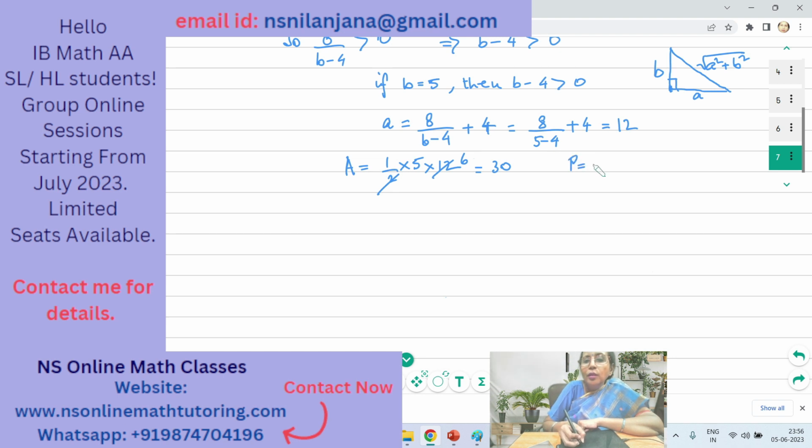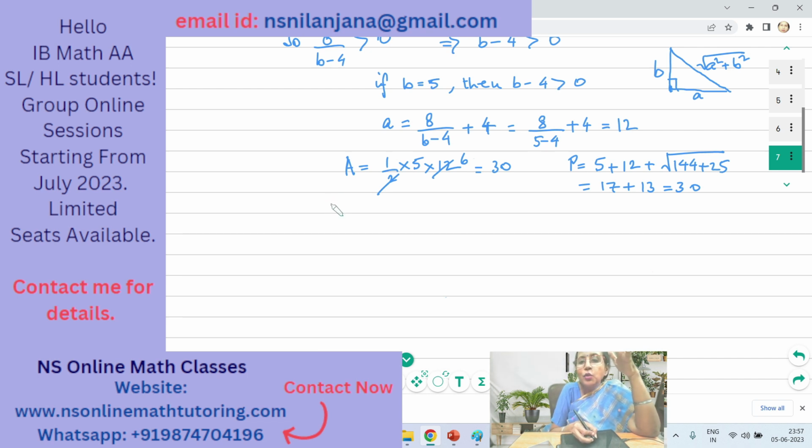Perimeter is equal to b is 5, a is 12, plus the hypotenuse. 12 square is 144. 5 square is 25. So this is 5 plus 12 is 17 plus square root of 144 plus 25, which is 169. Square root of 169 is 13. So this is 30. A is equal to P. And they are integers.